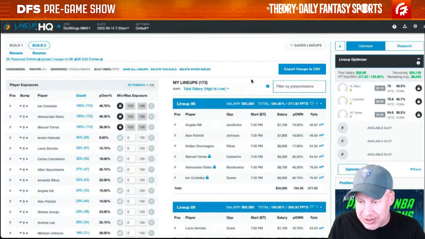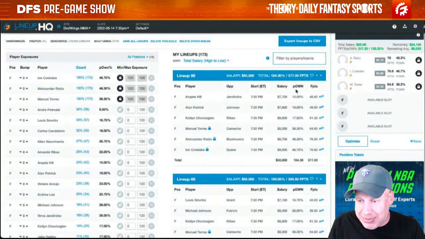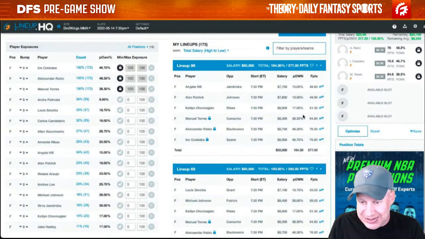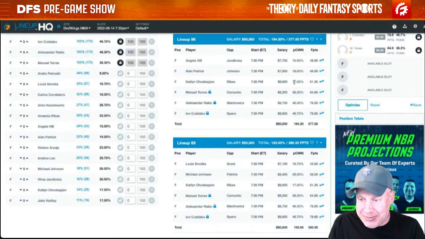So you go by salary, right? You go by ownership sum, right? So for instance, this type of lineup with Hill, Patrick, and Chikagian, three low-owned fighters. Under 20% on this slate is considered low-owned, since there's only 22 fighters. So this type of lineup, even though it spends $50,000 in salary, is going to be more unique than this lineup over here. A 15%, a 19%, a 17% versus a 16%, 26%, and a 17%.